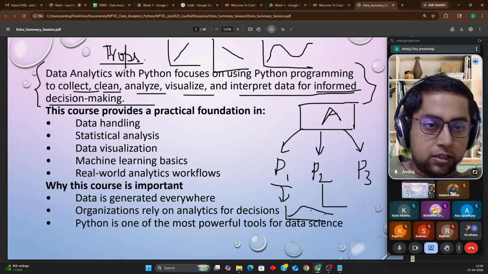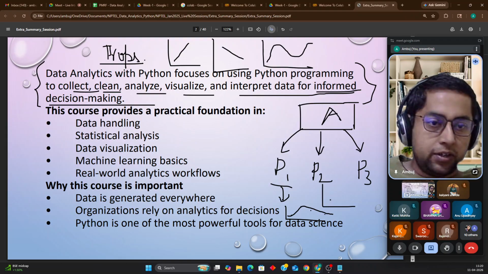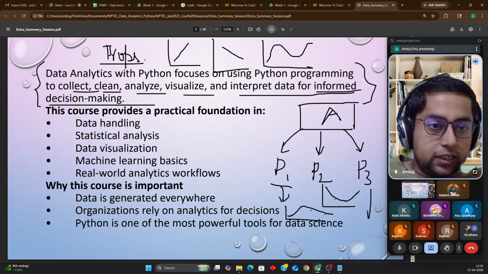Suppose there is another product, P2, which is having a decreasing number of sales with respect to years, or months passing by. The trend was like this. There is another product, P3, which is having a trend like this.